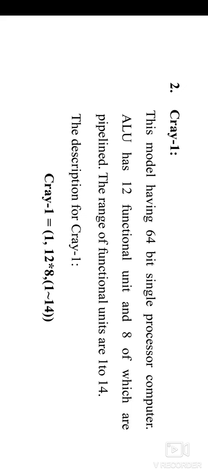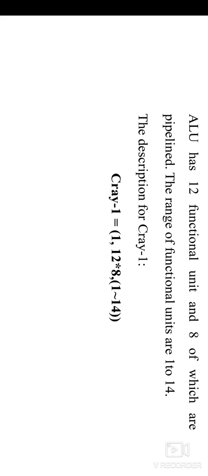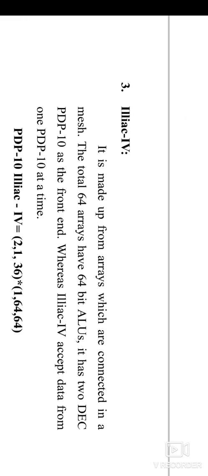Then Cray 1: this model has a 64-bit single processor computer. The ALU has 12 functional units, and 8 of which are pipelined. The range of functional units is 1 to 14. So the number of processors is 1. How many of them can be pipelined is not mentioned, so it is 1. The ALU has 12 functional units and 8 of which are pipelined, so it can be described as 12 into 8. Then the range of functional units is 1 till 14. So this is the description for Cray 1 according to Handler's classification.